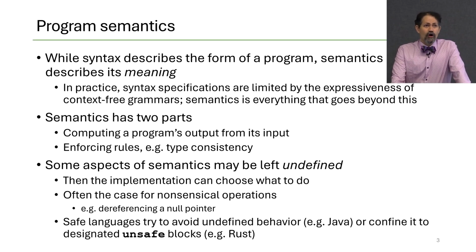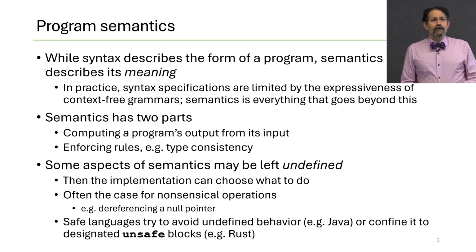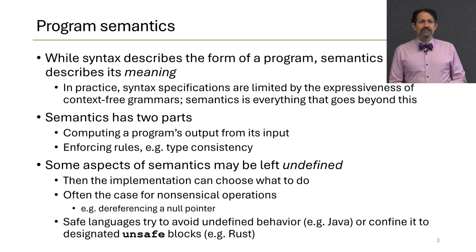Semantics typically has two parts. First of all, how do we compute the program's output from its input? How does the program actually run? And then also, we use semantics to enforce rules such as type consistency.